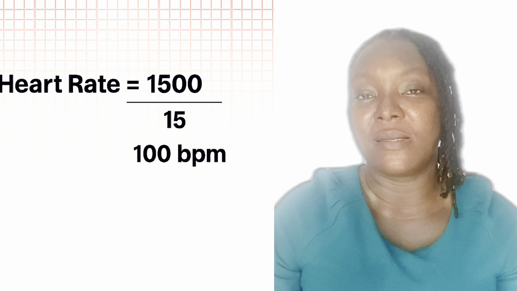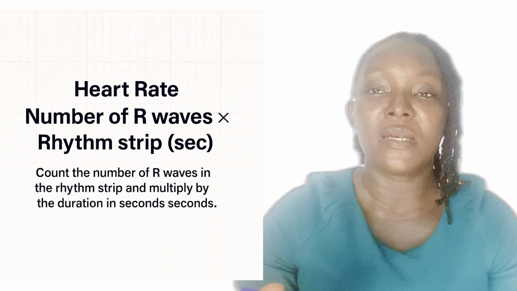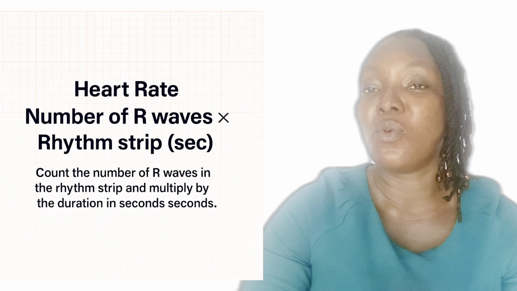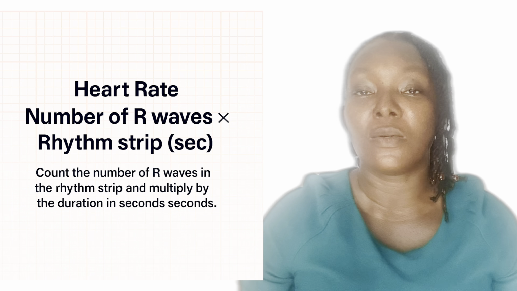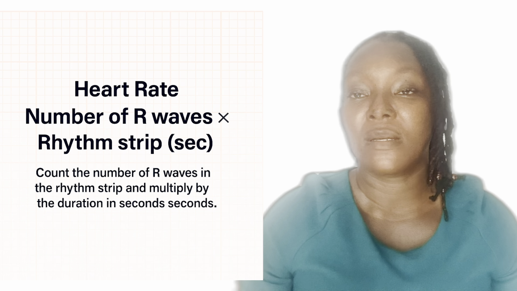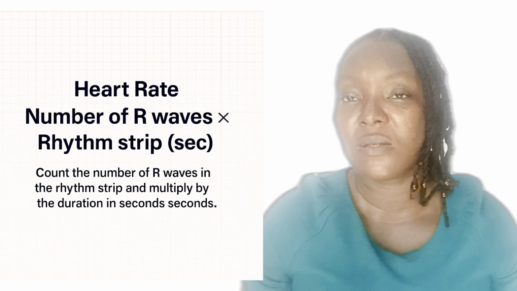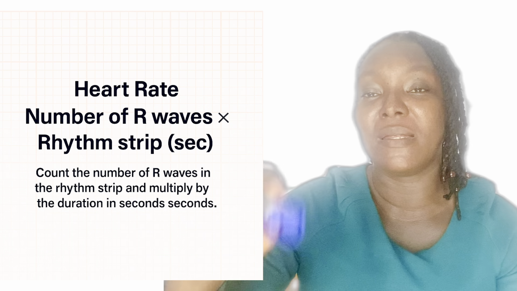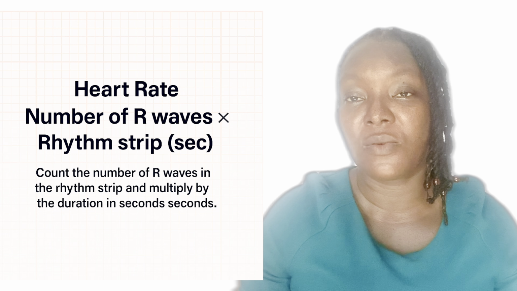Now another way is that if you know the length of your strip, some of the papers will come with a bold indication: this is a 5-second strip, or this is a 10-second strip. If it's 5 seconds, what do you need to do? You know that rate is calculated in 60 seconds, that is 1 minute. So what are you going to multiply your 5 by to get 60? That is 12. So what you do is you count the R waves in that strip, and multiply by 12, and that gives you your heart rate.